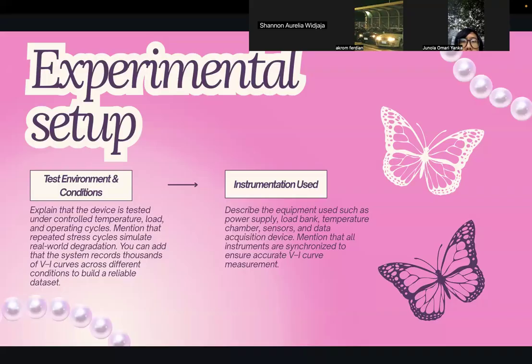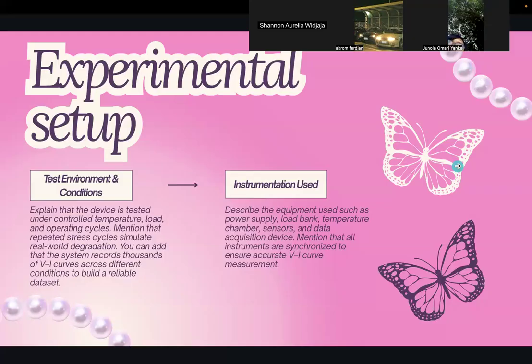So we can add that the system records thousands of VI curves across different conditions to build a reliable data set, so that we can compare which conditions degrade the device more or not.